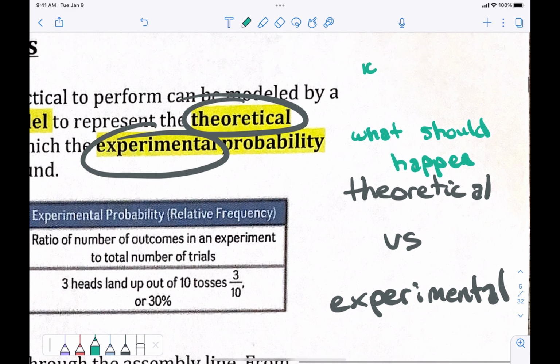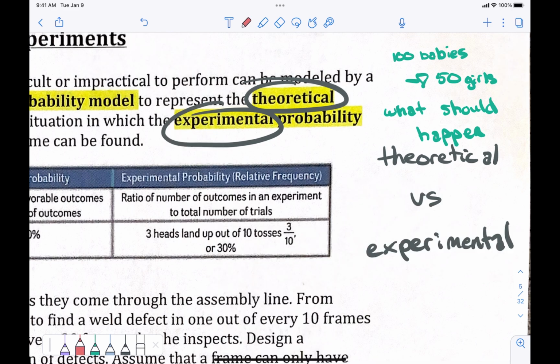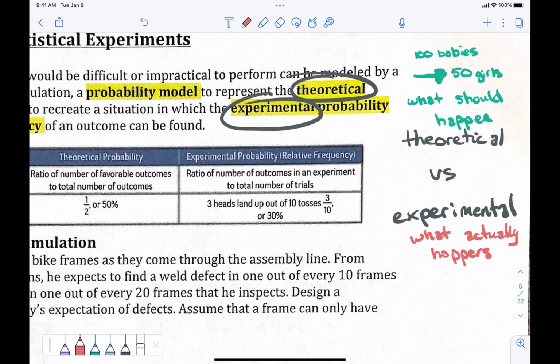So here's the deal. If I am having 100 babies being born and I am trying to figure out boys versus girls, about how many of them should be girls? If I have 100 babies, in theory, if everything goes according to plan, we should get 50 girls and 50 boys. But if we actually do the experiment, the experimental probability, which is what actually happens, we might not get that. So in theory, 50 of them should be girls and 50 boys. But what actually happens is maybe we have 100 babies born at a hospital and we have something closer to, let's do a 47-53 split.